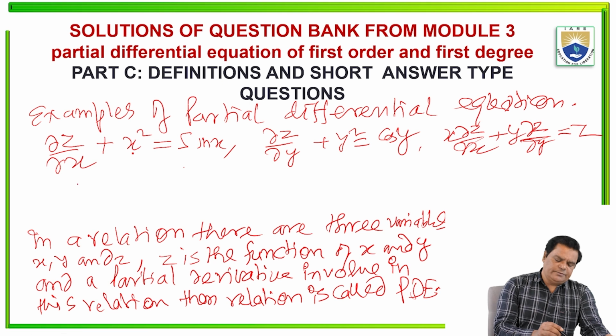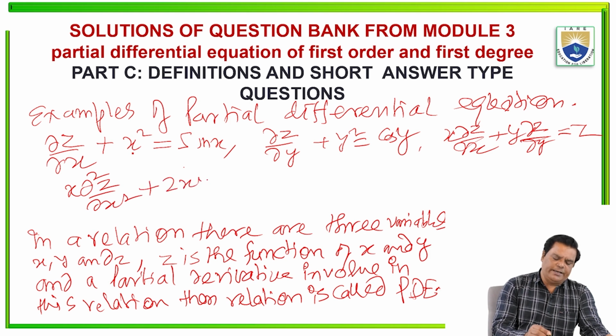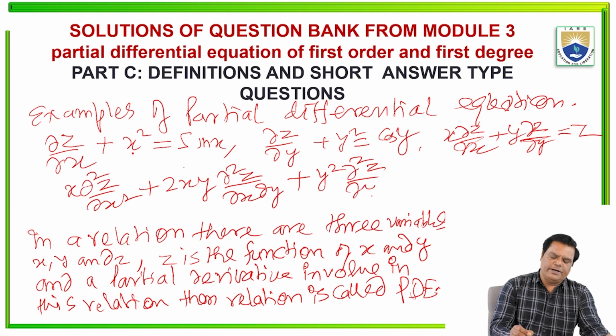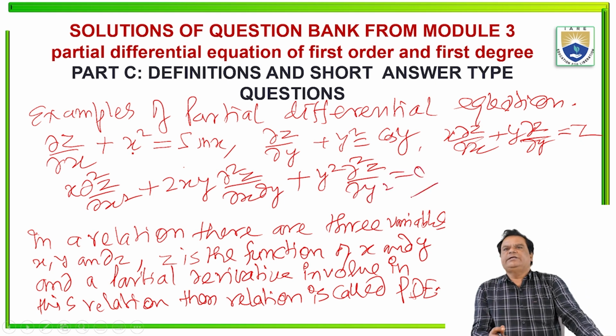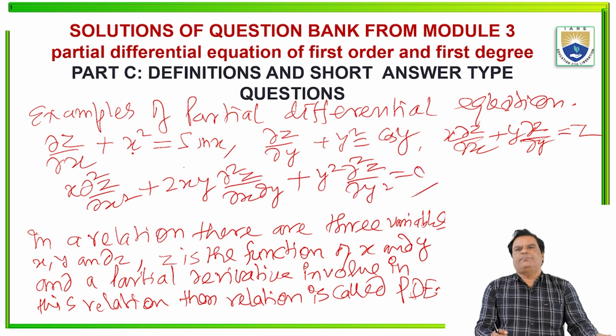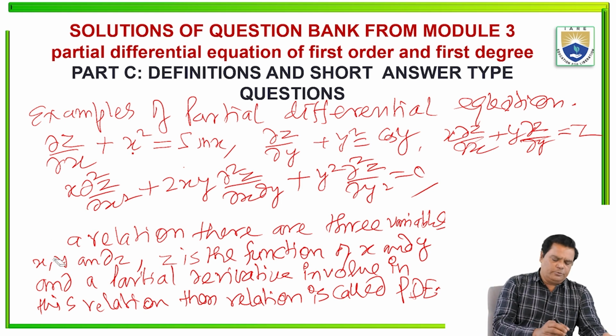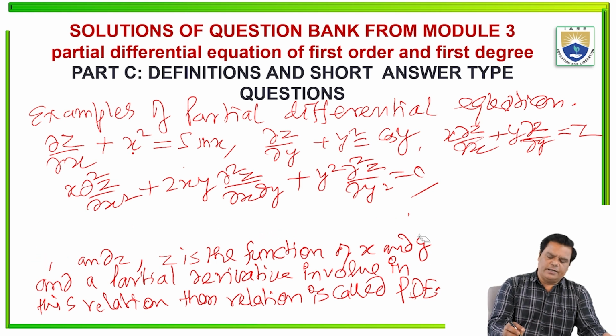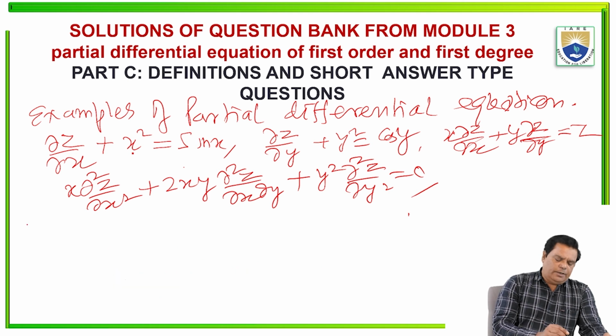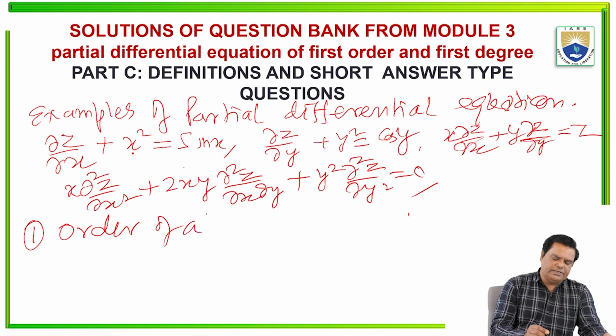Now next one is x² ∂²z/∂x² plus 2xy ∂²z/∂x∂y plus y² ∂²z/∂y². So these are all different examples of partial differential equation. Now what is order? I define the order of a differential equation.